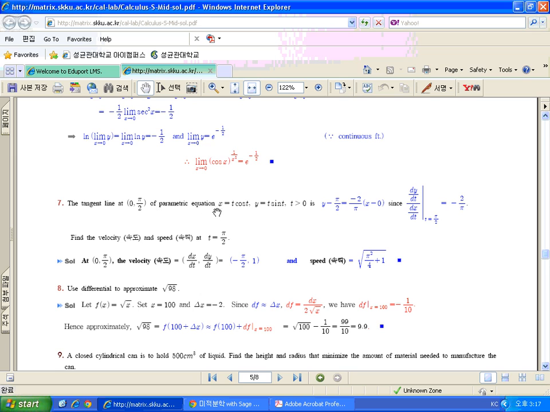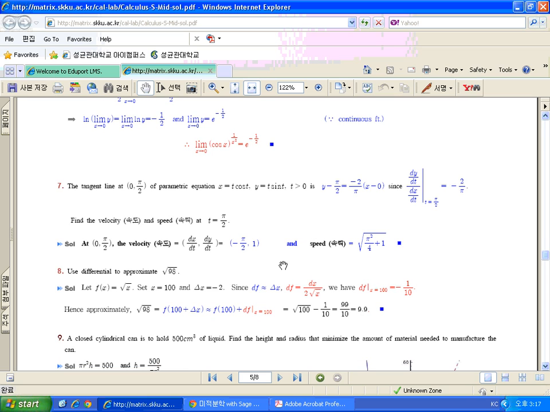And find the tangent line at this point of this parametric equation. All you have to do is find dy over dx at t equal to pi over 2. That is this. And then you have a velocity and the speed like this.